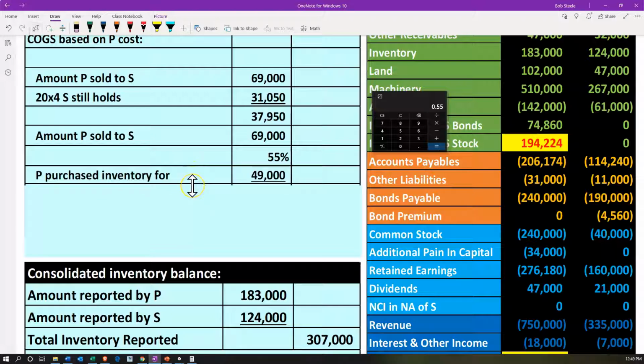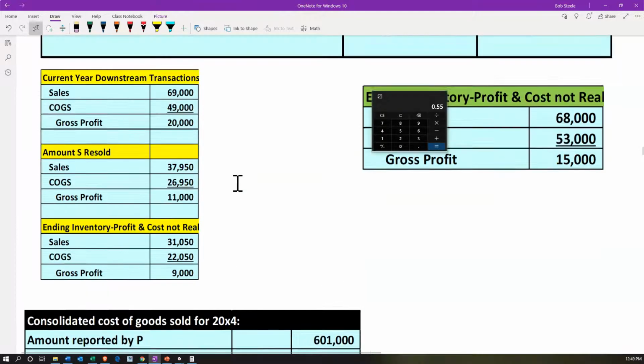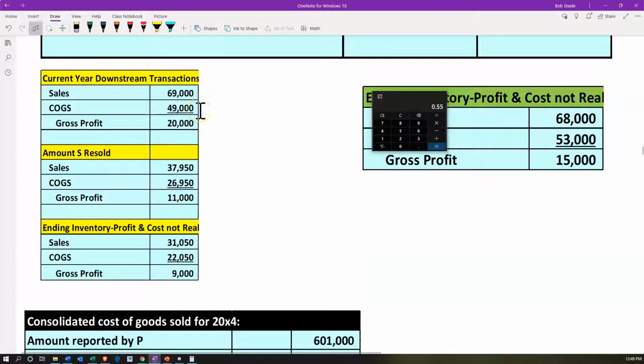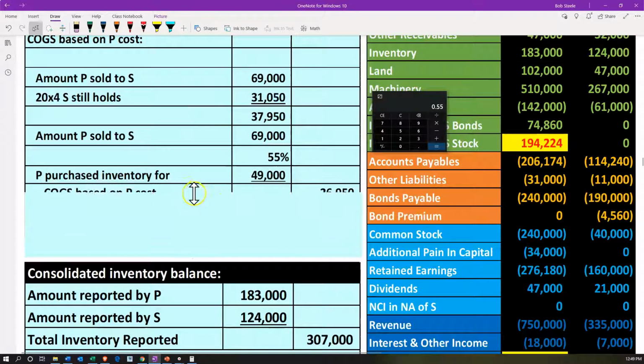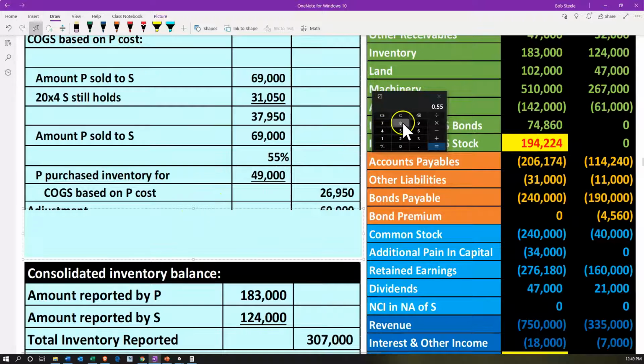So then we're going to say that was resold. So P purchased inventory for 49,000. So the original cost then, the purchase of the inventory, 49,000, was what? Now we're going to take the percentage of that and say, well, the percentage of the 55% times 49,000, we have the 26,950.